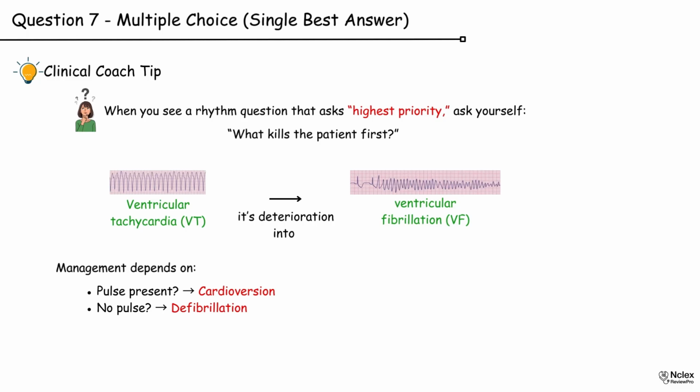If a pulse is present, cardioversion may be required. If no pulse is present, defibrillation is required. That framework will show up repeatedly on the exam. That is how NCLEX expects you to prioritize ventricular tachycardia. All right, let's move on to the next question.